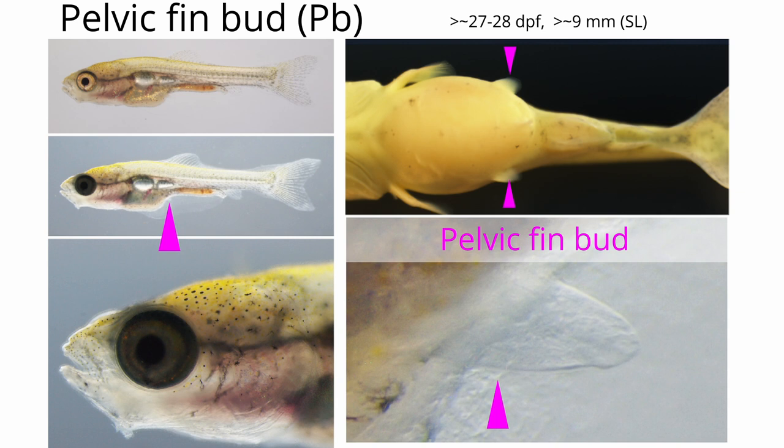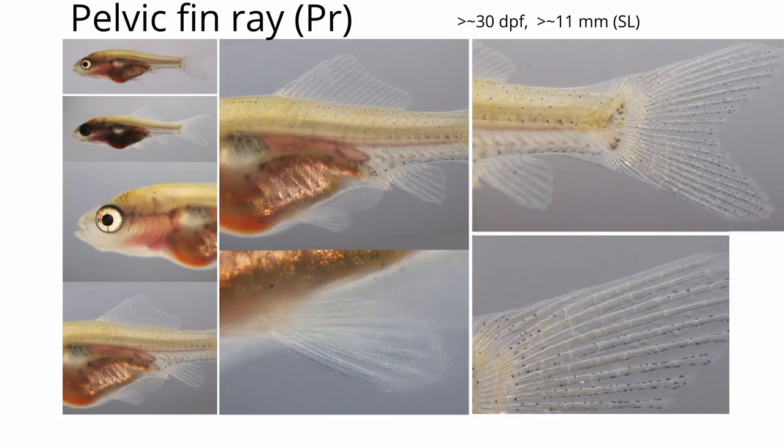Unlike the dorsal and caudal fins, the pelvic fins that appear on both sides of the body differ greatly in the timing of their appearance. Pelvic fin ray stage. After breeding for about 30 days after fertilization, the standard length becomes about 11 mm.